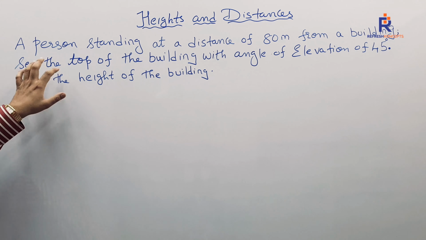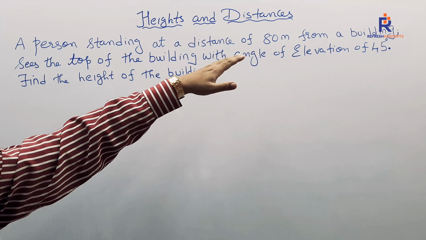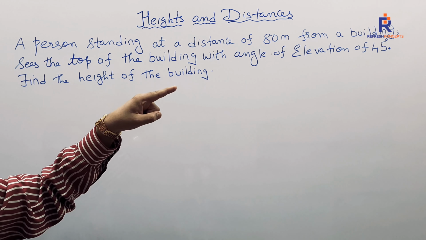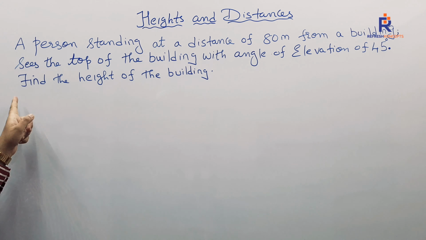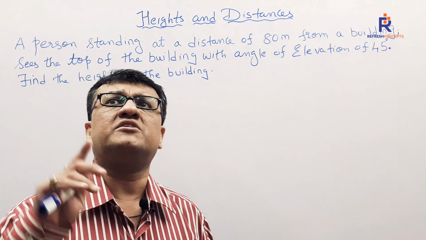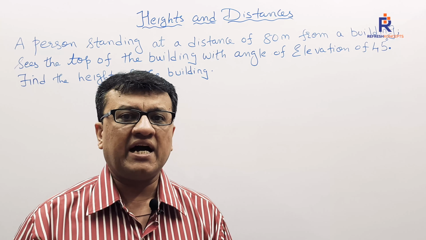What does it say? A person standing at a distance of 80 meters from a building sees the top of the building with an angle of elevation of 45 degrees. Find the height of the building. Very simple question. The angle of elevation to the top of the building is 45. We just intend to find the height of the building.